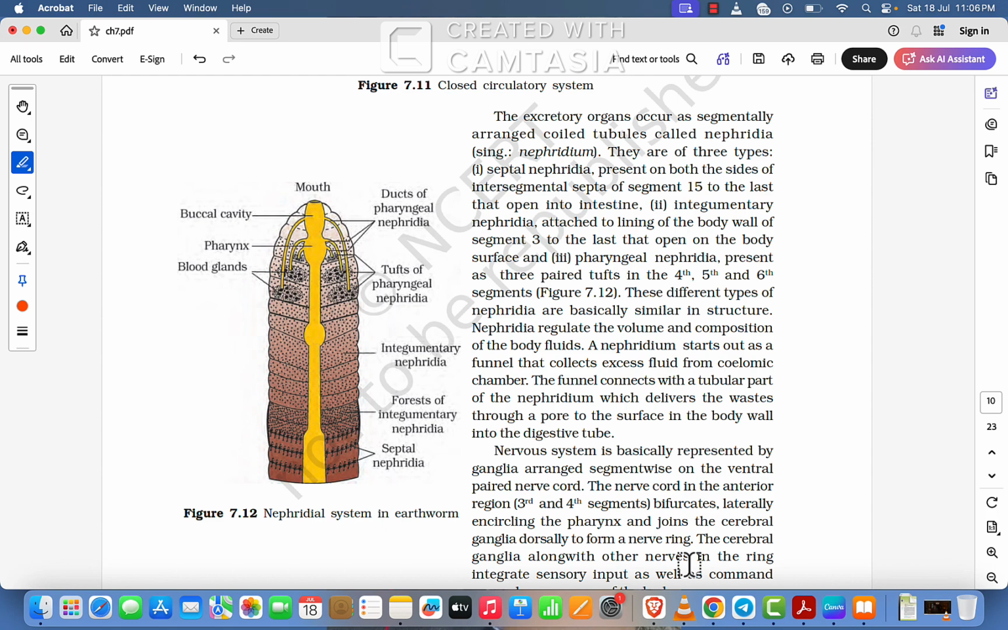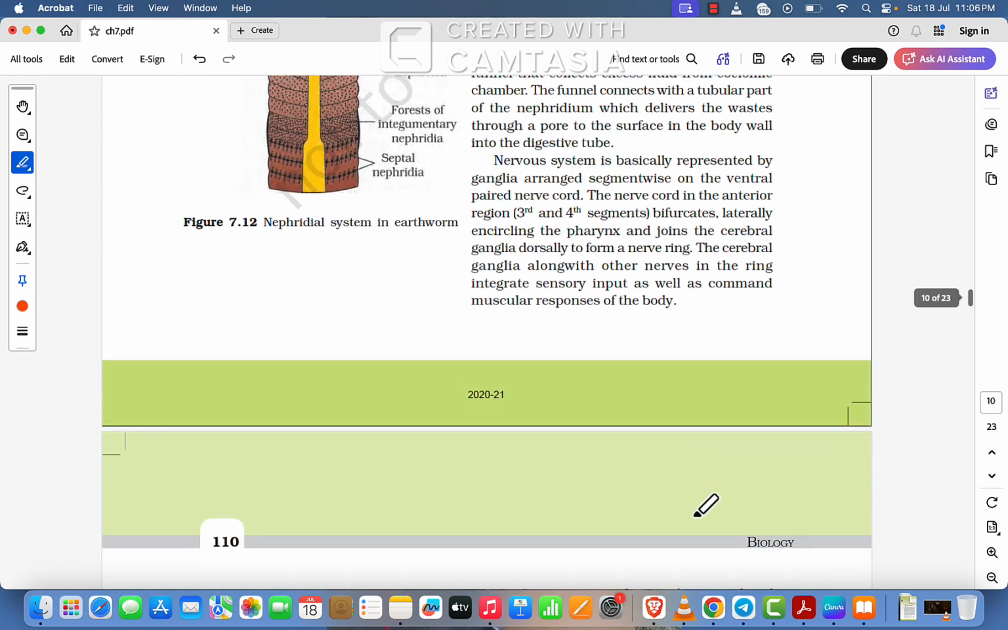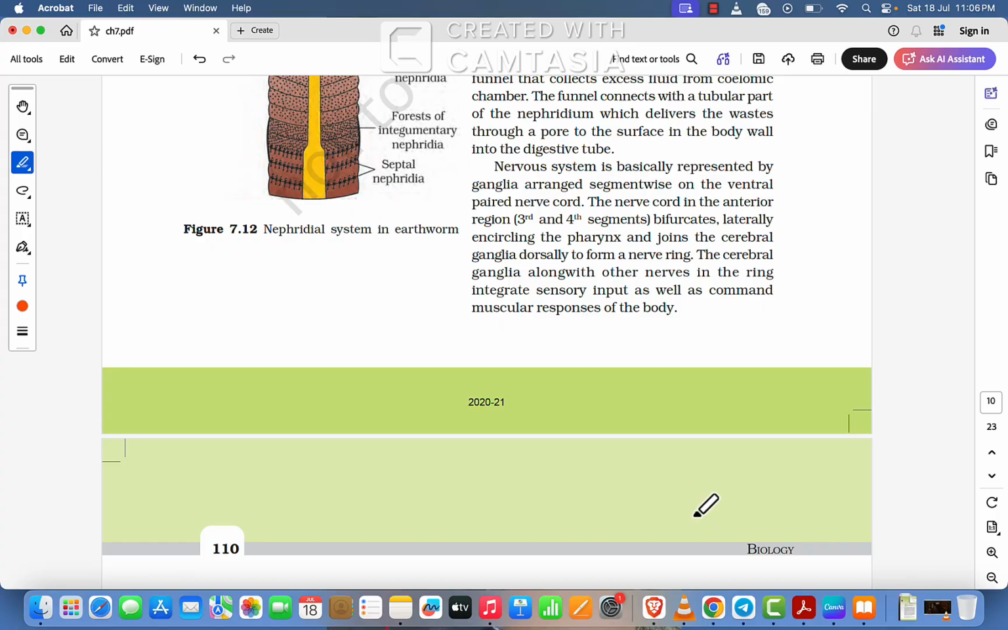A nephridium starts out as a funnel that collects excess fluid from the coelomic chamber. The funnel connects with the tubular part of the nephridium, which delivers the wastes through a pore to the surface of the body wall or into the digestive system.